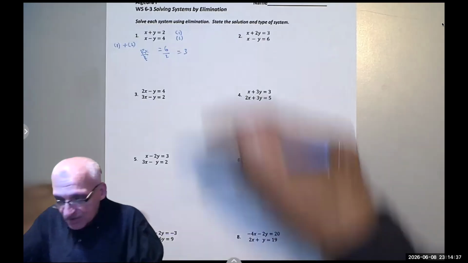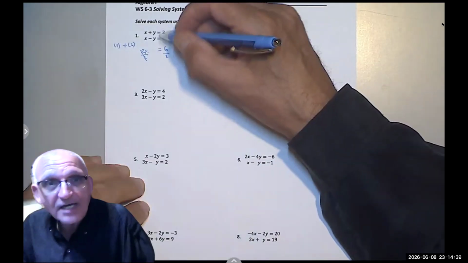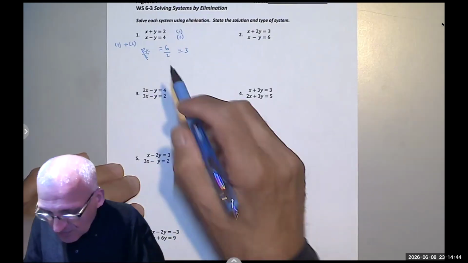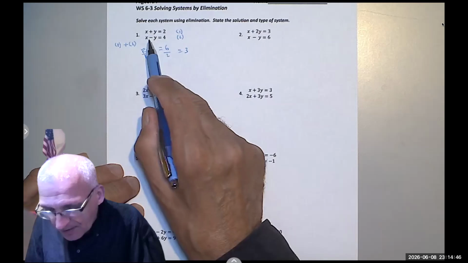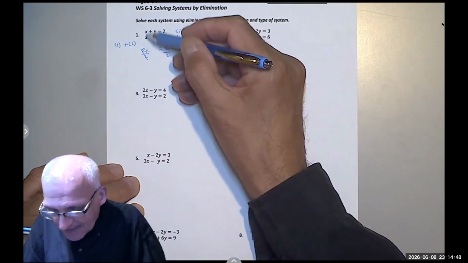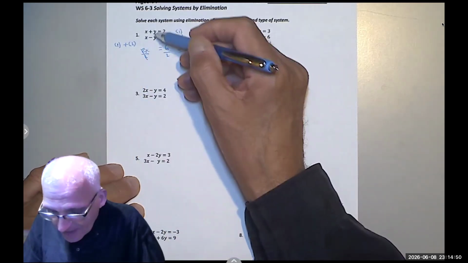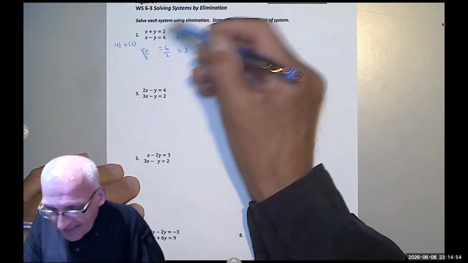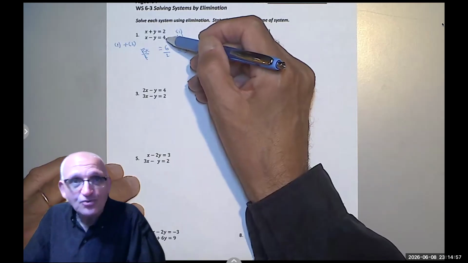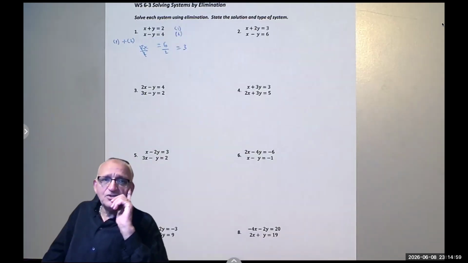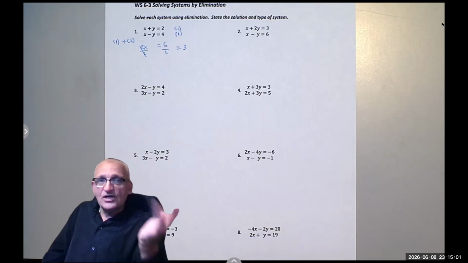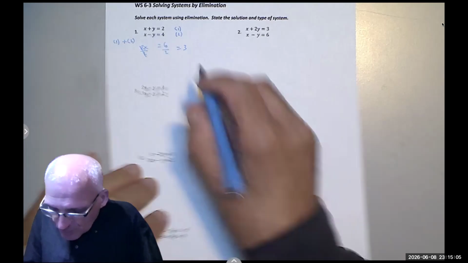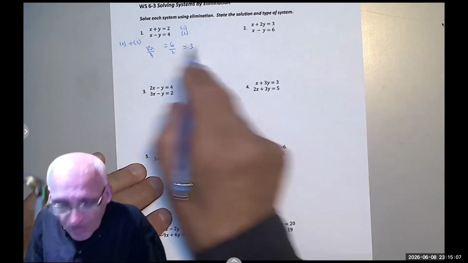Yes, because the coefficients of y were opposites. Somebody else would have told me, can you subtract the bottom from the top? I would say x minus x is 0, and y minus negative y is 2y, and 2 minus 4 is -2. So 2y is -2, which means y is -1. So I could have done it either way.